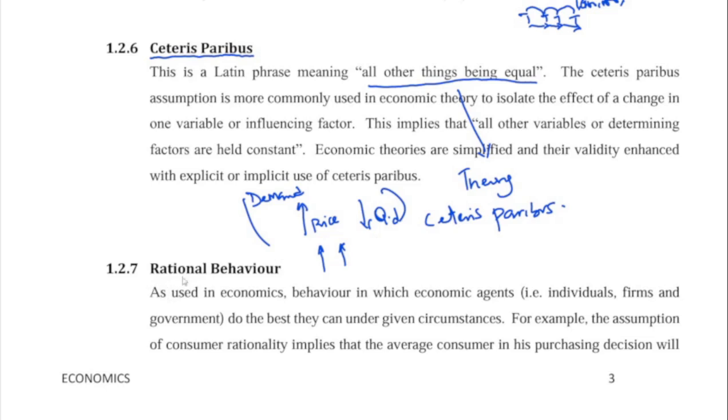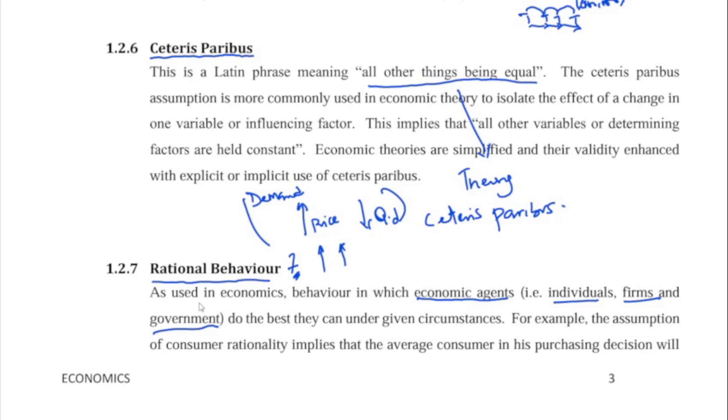Now let's move on to the last one, which is rational behavior. So what is rational behavior? This is number 7, rational behavior. Rational behavior is telling us that economic agents, now I need to explain this. Economic agents means individuals, firms, and government. In any economy, those are the people that run the economy, and that's why we call them the economic agents.